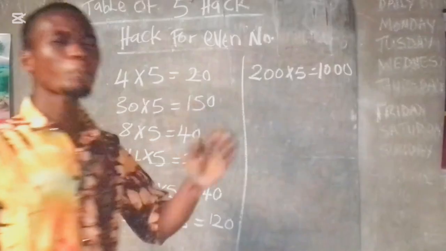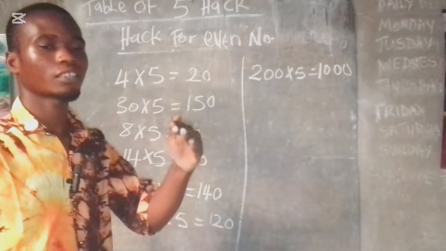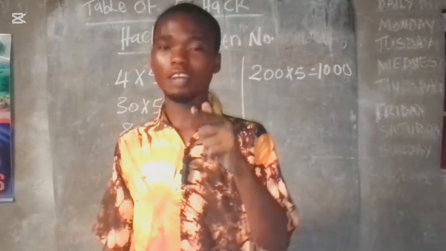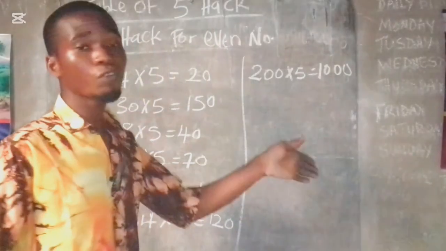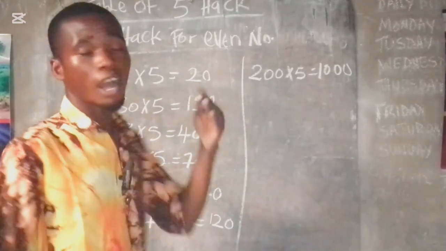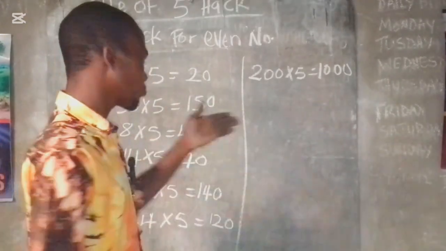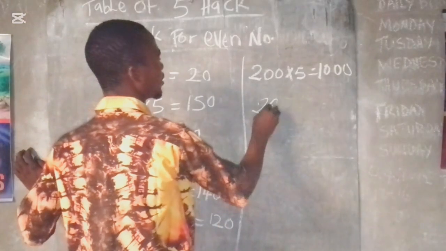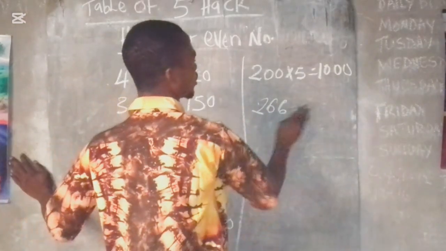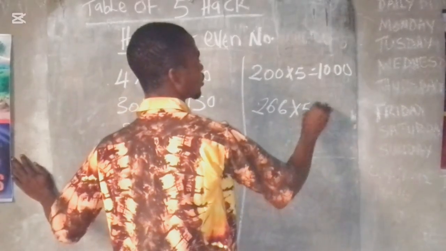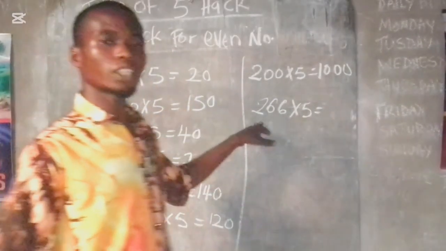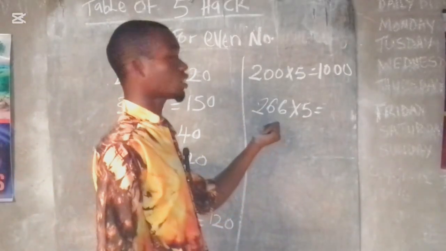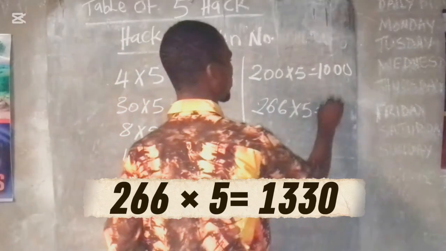So with this trick, you can multiply by 5 faster and you get the answer correct without making mistakes. So I would like you to try other numbers. But before I leave you with this question, I would like to try other bigger numbers. Let me try a number like 266. 266 times 5 is equal to... 266 here is an even number. Let's look for the half of 266.